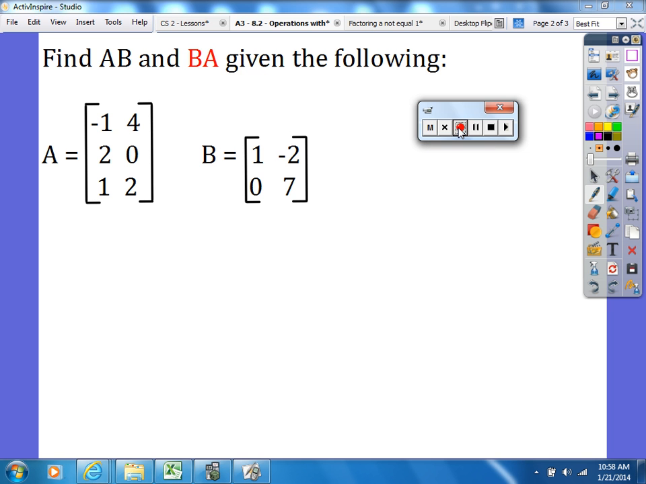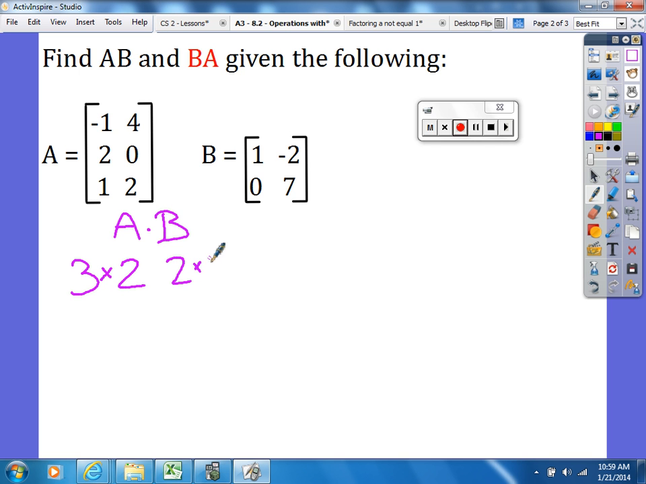So the first one we're going to do is A times B. Well, before I can actually do A times B, I have to write down the dimensions. So what are the dimensions of A? 3 by 2. And what are the dimensions of B? 2 by 2. I actually love square matrices, because if I ever accidentally mix up rows and columns, I'm always going to be right. 3 by 3. You didn't know if I messed that up or not, right?